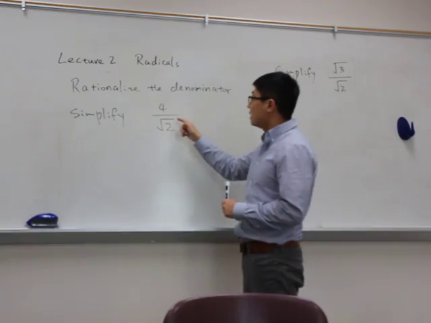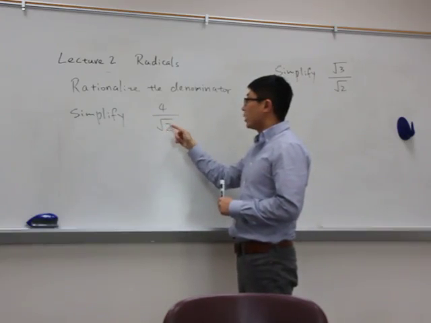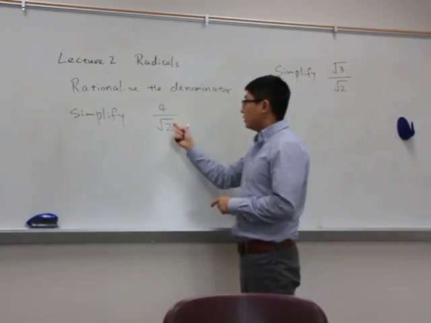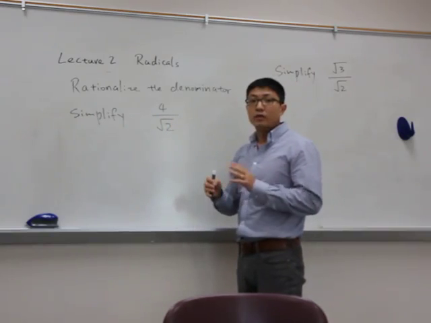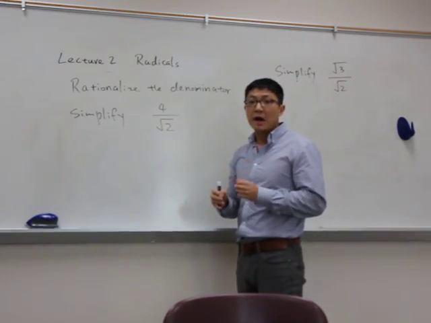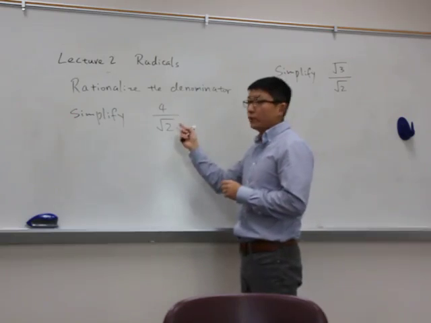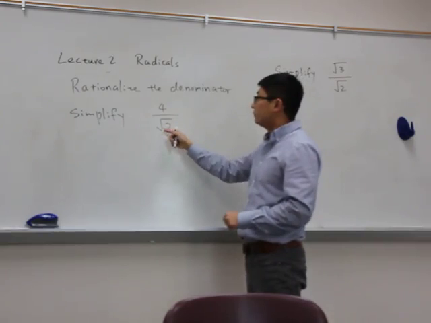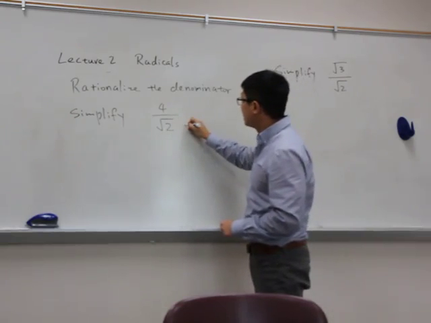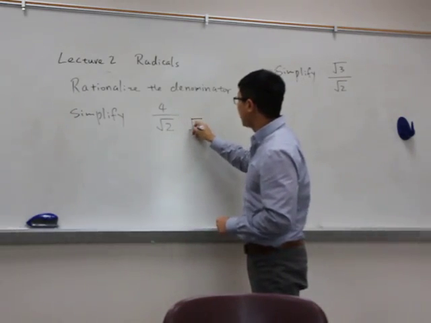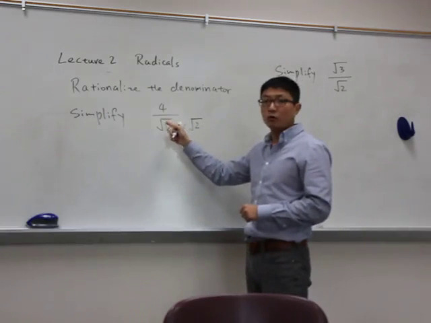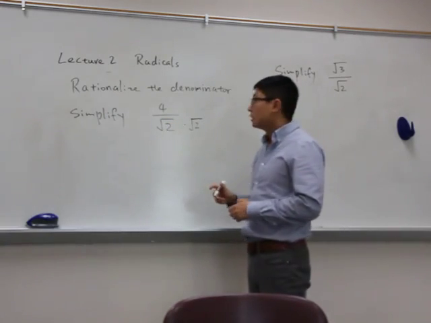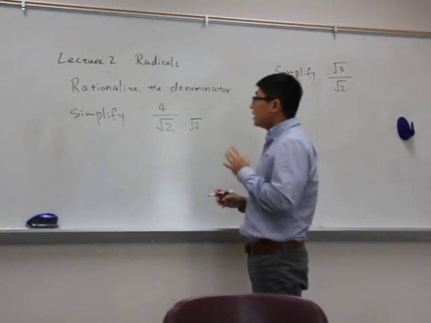Because we know the meaning of the square root of 2 is a number, and when this number is multiplied by itself, the result is 2, right? So therefore, to get rid of the square root of 2, I can multiply the square root of 2 by itself. But there is a problem.